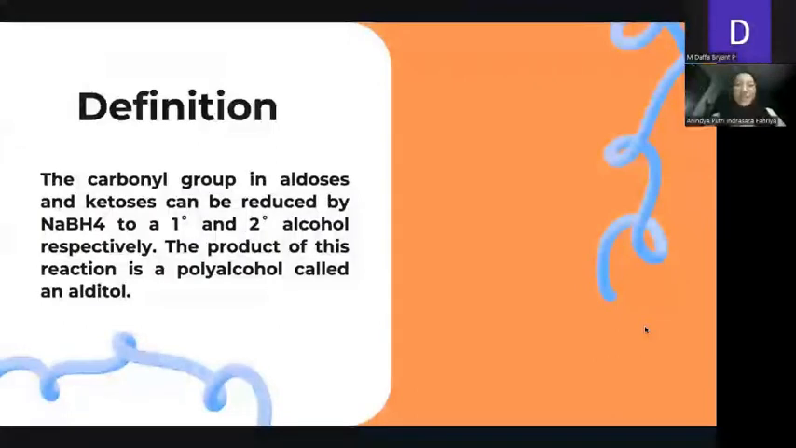For the definition, monosaccharide reduction is when the carbonyl group in aldose and ketose is reduced by sodium borohydride to a 1 degree and 2 degree alcohol, respectively. The product of this reaction is a polyalcohol called an alditol. Monosaccharide reduction is one of the important ways that monosaccharides can react. Sodium borohydride is used as a reducing agent, as it is one of the most common and a weak reducing agent.